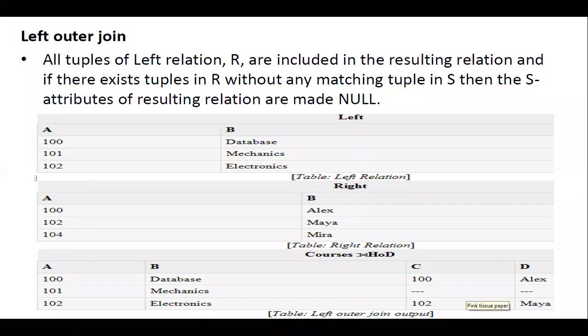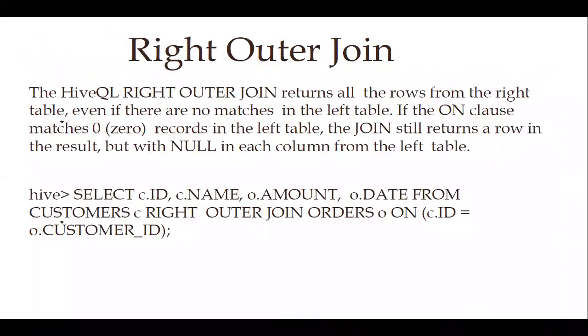So the next one is the right outer join. It is just the opposite of what we discussed now. Whatever you are doing on the left side, you are going to keep on the right side, and you are going to make the null records in the left table. You can see here, the HiveQL right outer join returns all the rows from the right table. That's what it is, all the rows from the right table, even if there are no matches in the left table. There is one more question here: if no record is matching, what will happen? You just make it 0 or null. If the on clause matches 0 records in the left table, the join still returns a row in the result, but with null in each column from the left table. So all the data from the left table will be made null. Anyway, you will be getting the result with your right table.